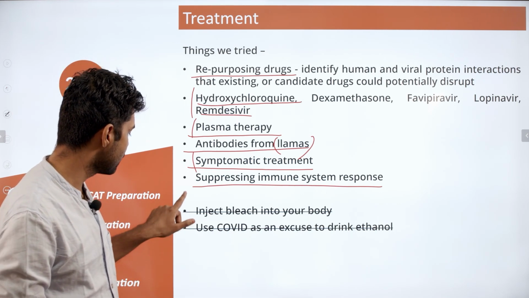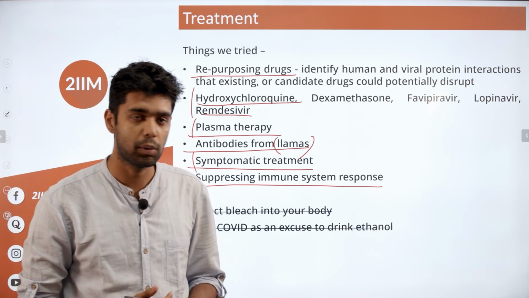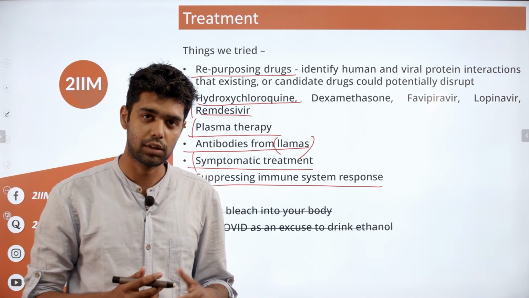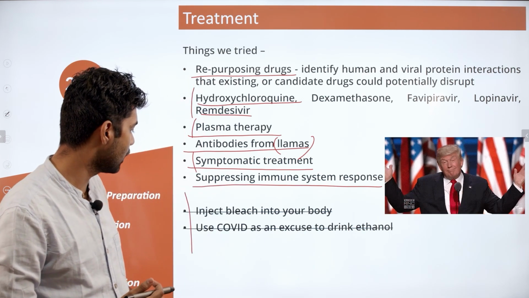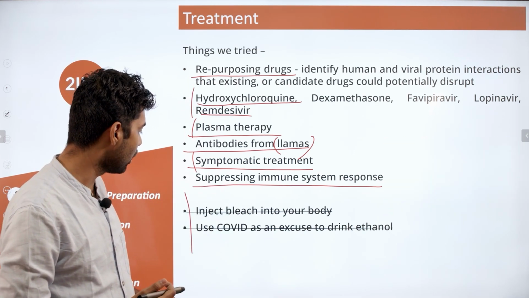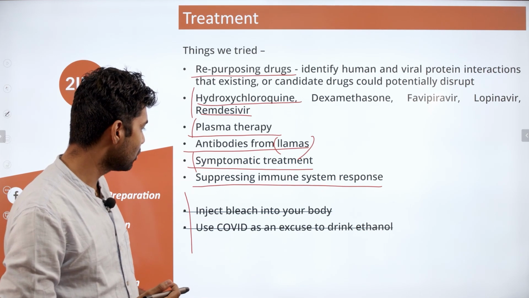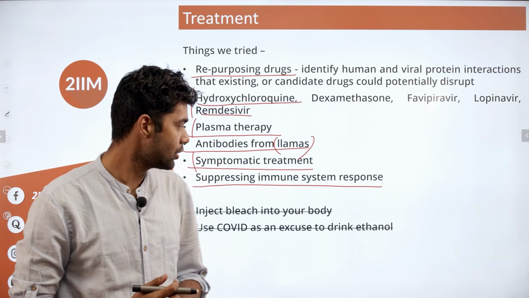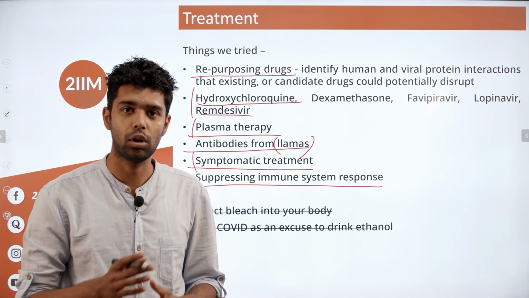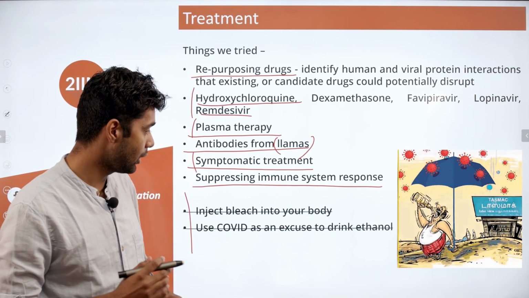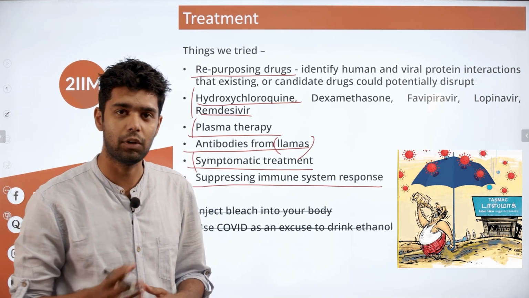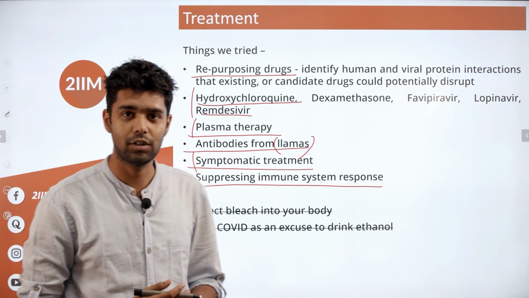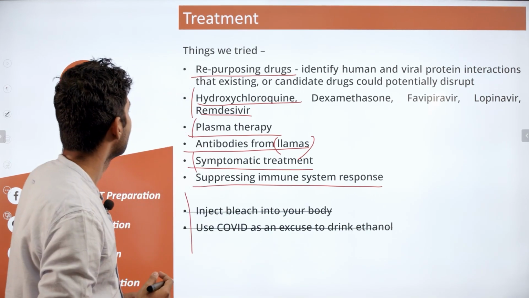So these are some things which were mentioned in the news. You might remember this. Please do not try to inject bleach into your body because that is an indication that you will lose the election. You should also avoid drinking ethanol. There were a lot of cases where people in India, because of the lockdown, could not consume alcohol and they went for hand sanitizers. That caused a lot of deaths. So that is also something that you could avoid.